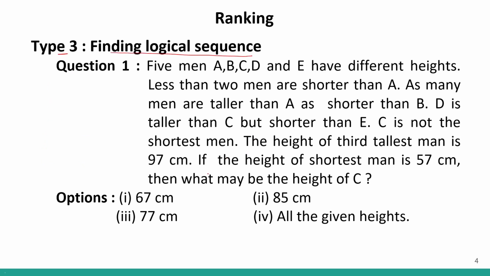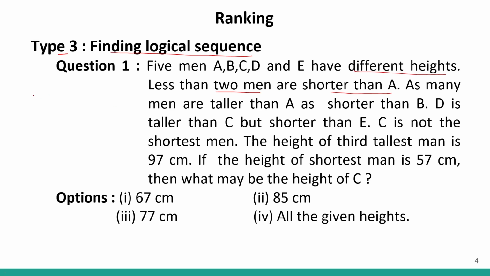So this data is given to us and based on this data, we have to find the answer. Now, it is given to us that there are 5 men and they have different heights. So what are the 5 men? A, B, C, D and E. Less than 2 men are shorter than A.